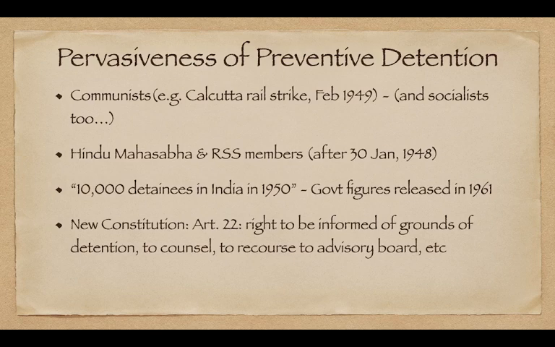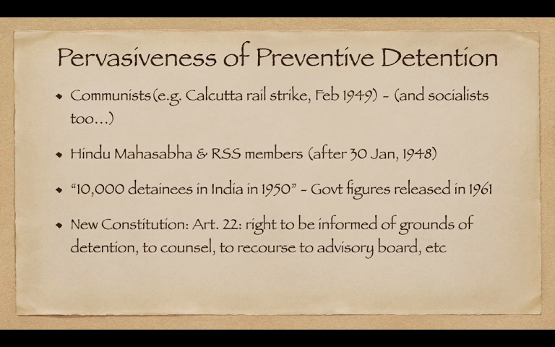The number disclosed by the government much later in the day was that in 1950 there were 10,000 people detained under some preventive detention enactment or the other. So that is quite obviously a very high number. Remember once again that these were people who were detained preventively and not punitively. They had not committed an offense, they were not being punished for having done something, but they were being detained under the pretext of being stopped from doing something. That is, of course, the irony of preventive detention.